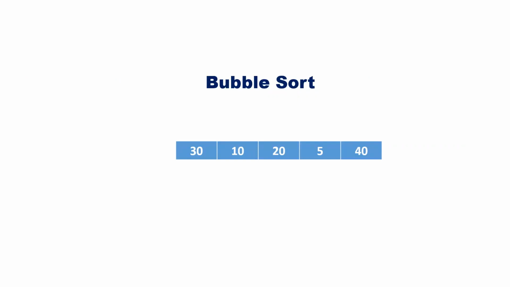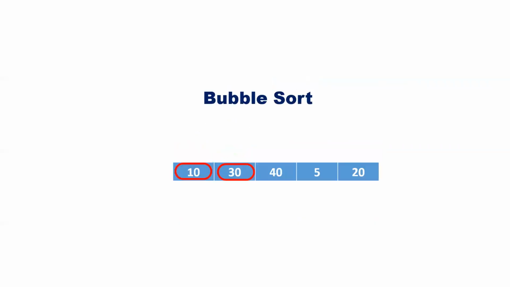Let us see the logic for bubble sort. Assume that our array contains 30, 10, 20, 5, and 40. Let us take the first element and compare it with the second element. If the first element is greater than the second element, swap the values. Here 30 is greater than 10, so swap. Now 10 will come first and 30 will come next. Next compare 30 and 40. Here 30 is less than 40, so no need to swap it.